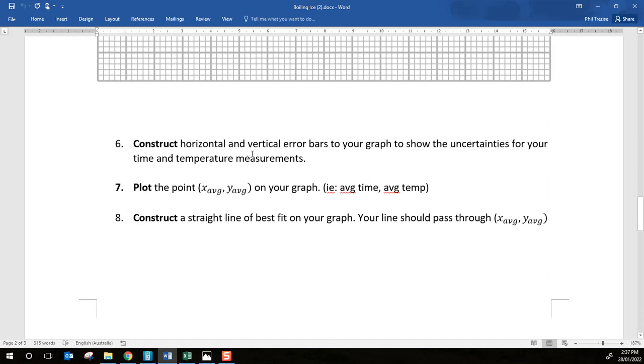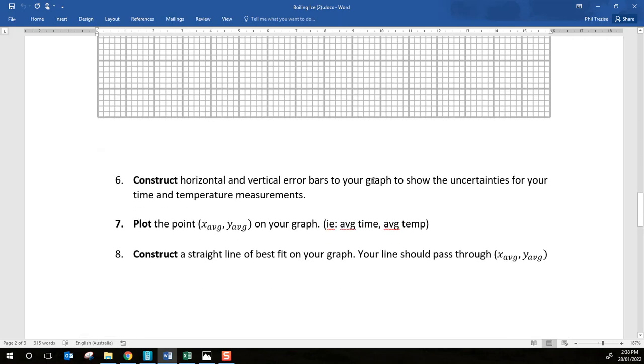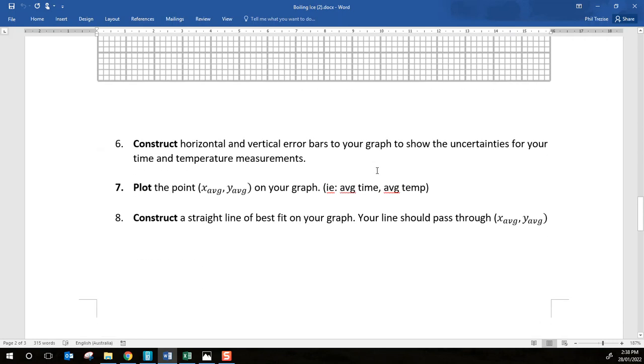We will have horizontal and vertical error bars on the graph. Now it may be that the error bars are very small compared to the size of the steps on your graph. So sometimes the error bars are so small they're very, very difficult to draw. Other times the error bars are quite large. We plot the average X and the average Y point on your graph. That's an important idea for when we're doing a line of best fit.